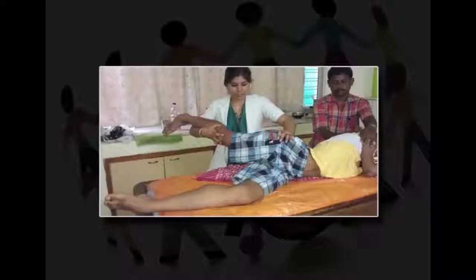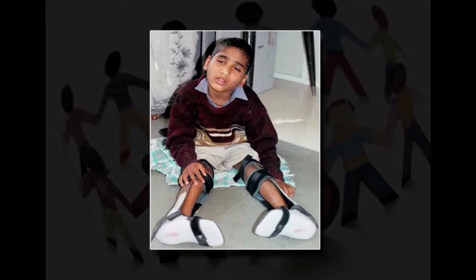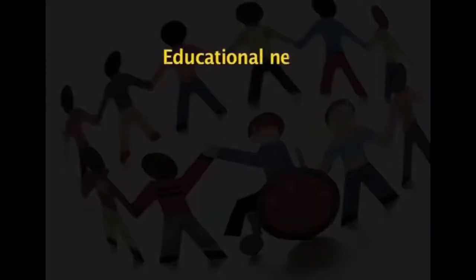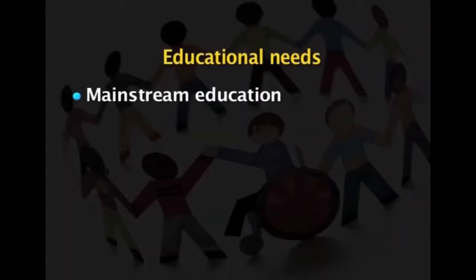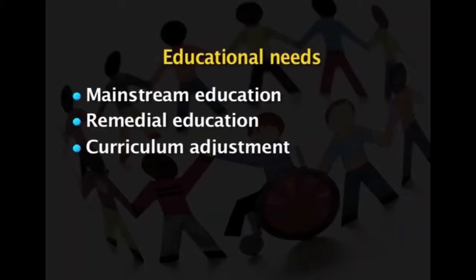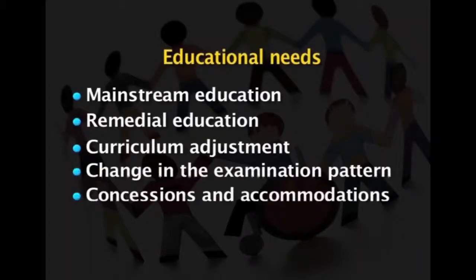What can be the special needs? They need special services like physiotherapy, early intervention therapy. They need special aids. For example, if the child is blind or deaf, he needs hearing aids or braille equipment. And if the child has a physical disability, then he may need wheelchairs and other mobility equipment. Educational needs. What all come under educational needs? Mainstream education, remedial education, curriculum adjustment, change in the examination pattern, concessions and accommodations.